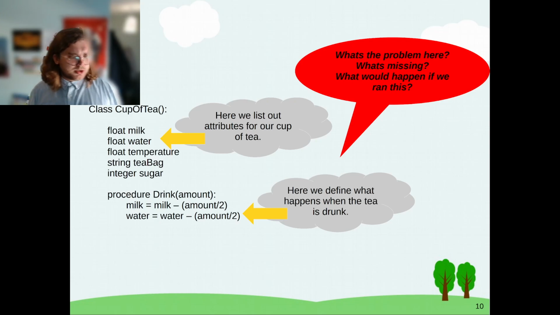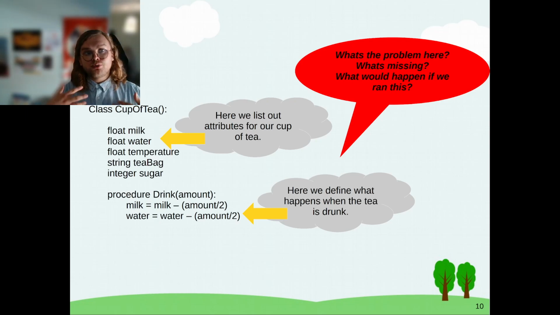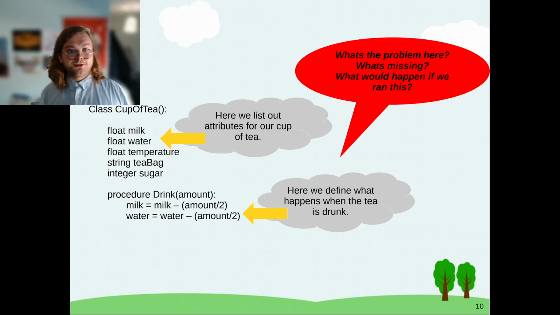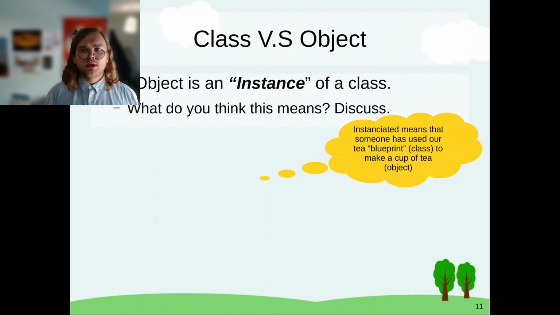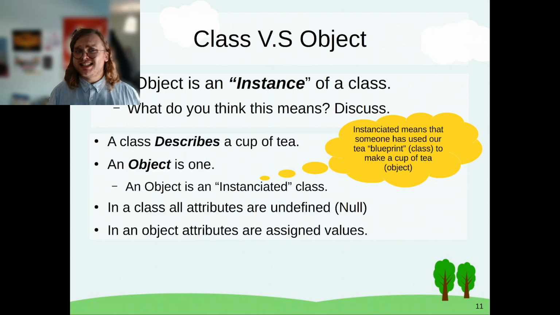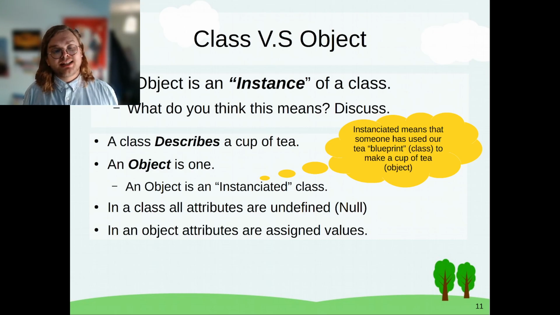What's missing? So what I'm asking the class here is, could we use this in a bit of program? Could we call cup of tea .drink? Well, no, because the attributes aren't defined and none of it means anything. And that's because it's a class. So, an object is an instance of a class.